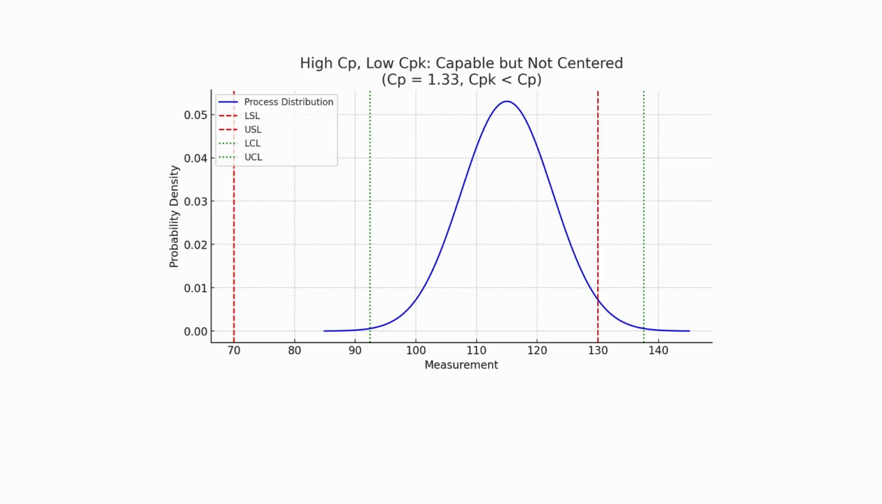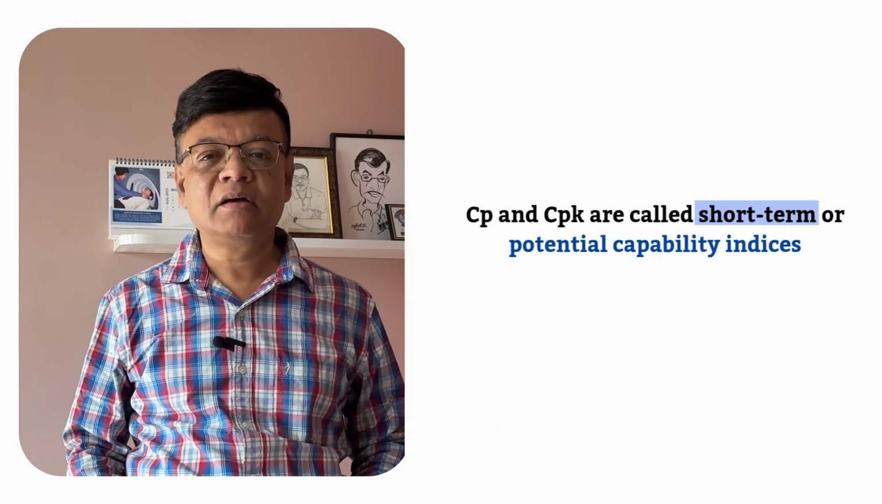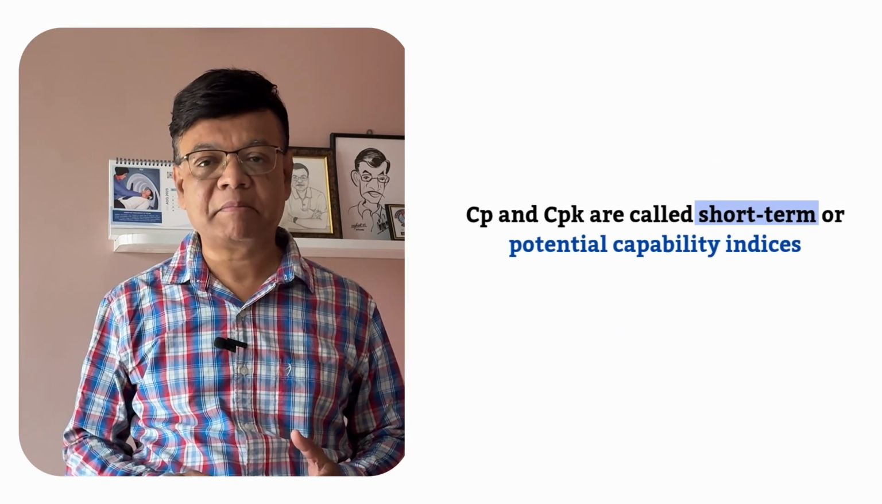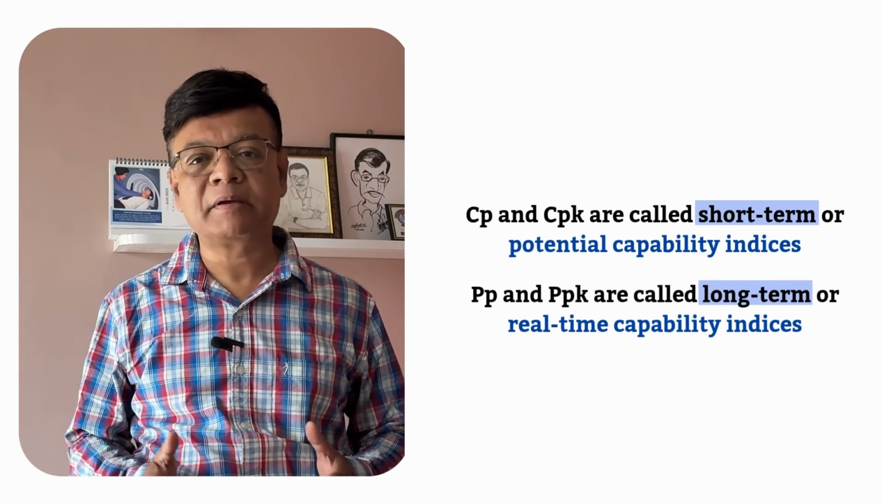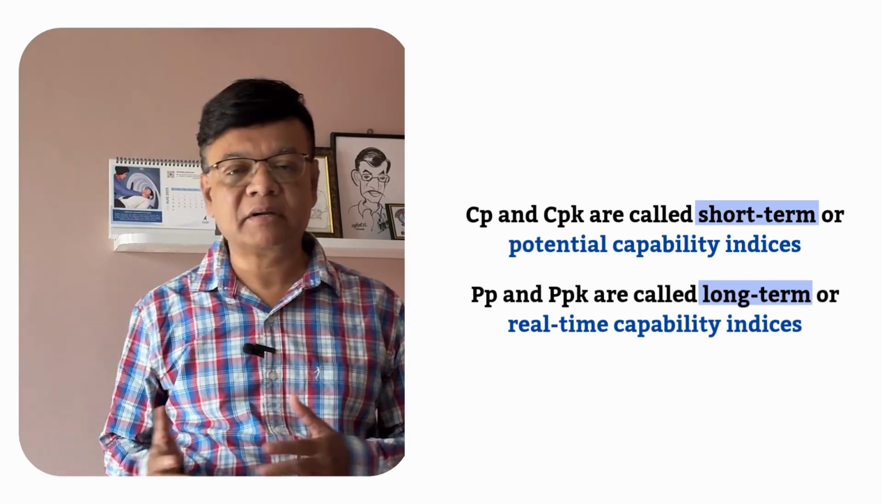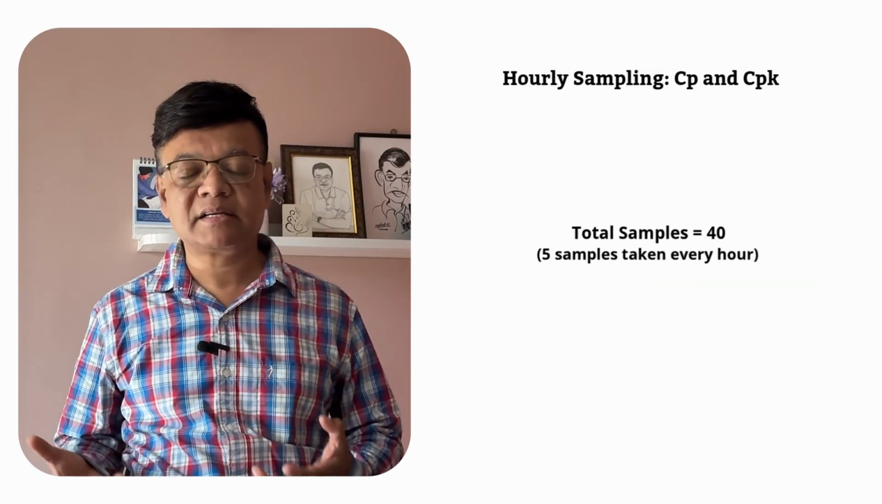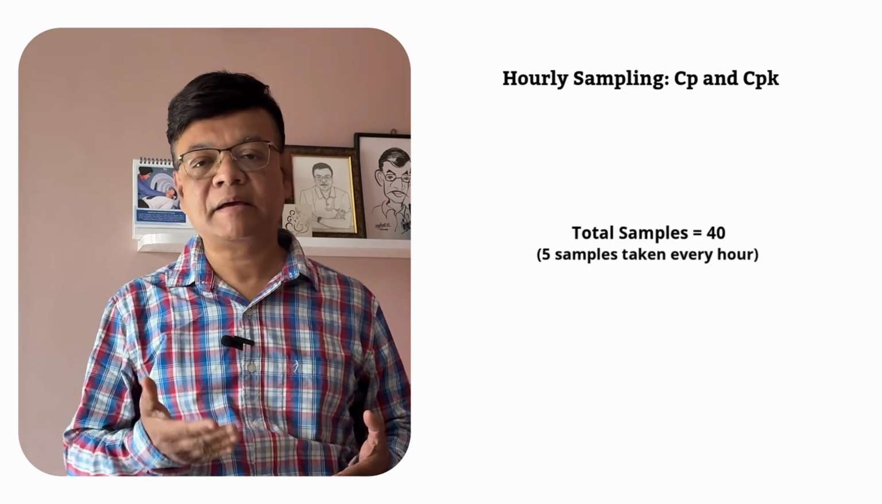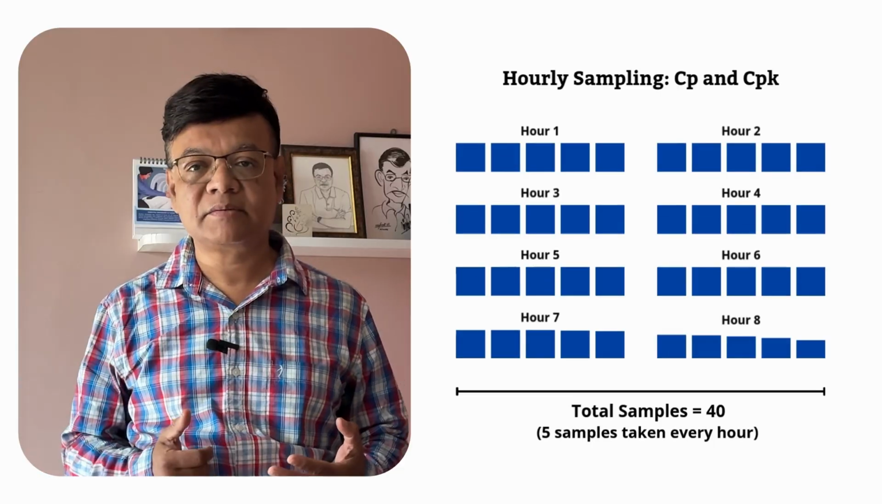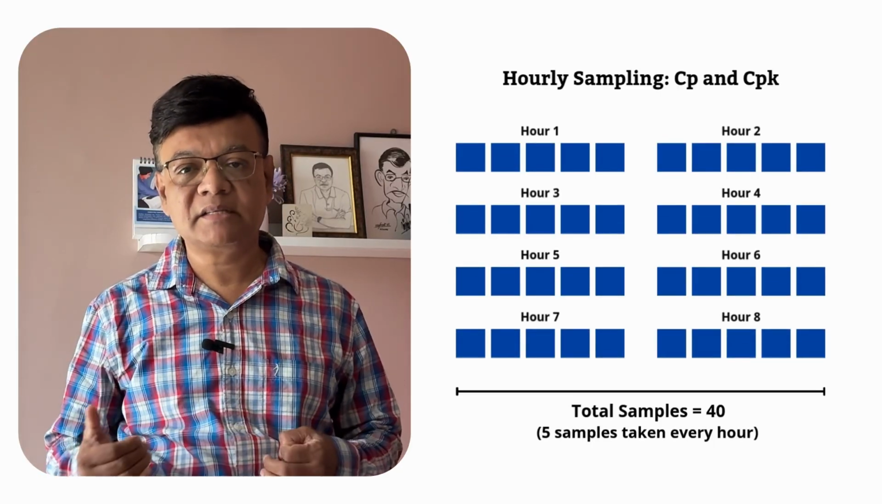well-centered process. The CP and CPK are called the short-term or potential capability indices, while PP and PPK are called the long-term or real-time capability indices. If we select 40 samples out of a production lot by selecting 5 samples every hour for 8 hours, we must use CP and CPK.